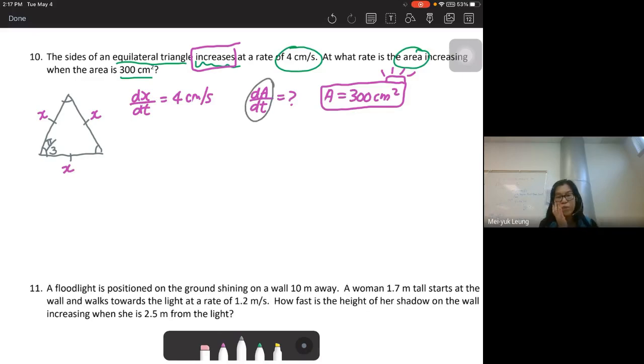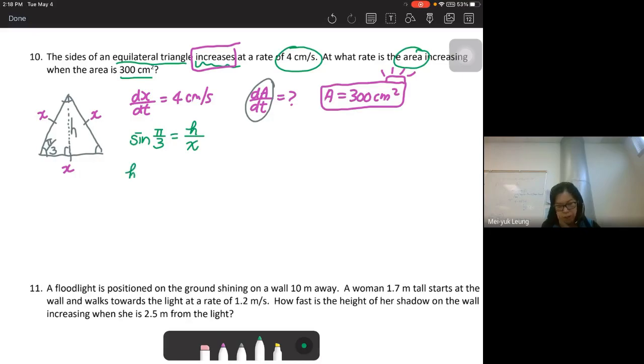So that means you have to find the equation representing the area of this triangle. So for this triangle's area, I need to know the height of this triangle. All right, so let's look at the height. Based on this triangle, we can only find the expression for height using the sine ratio. So let's set up the sine ratio. Sine pi over 3 is equal to the opposite side over the hypotenuse.